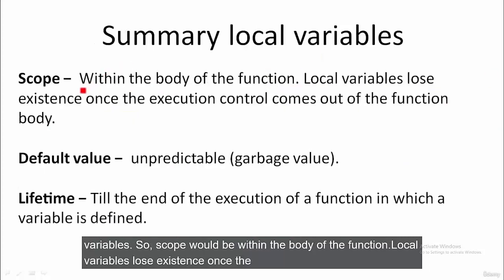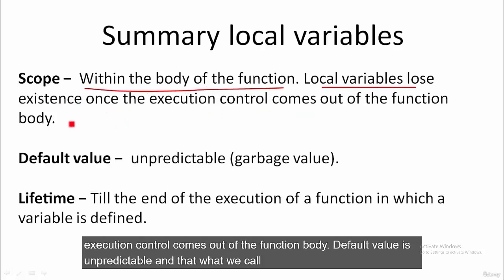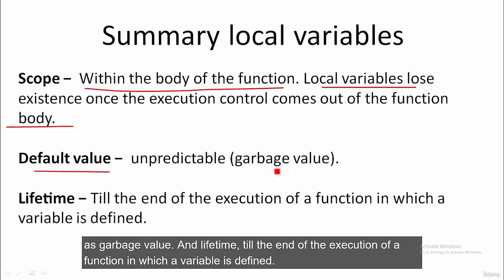Summary of local variables. The scope would be within the body of the function. Local variables lose existence once the execution control comes out of the function body. The default value is unpredictable, and that is what we call a garbage value. And the lifetime is till the end of the execution of the function in which the variable is defined.